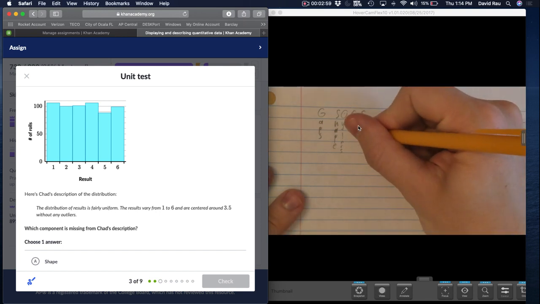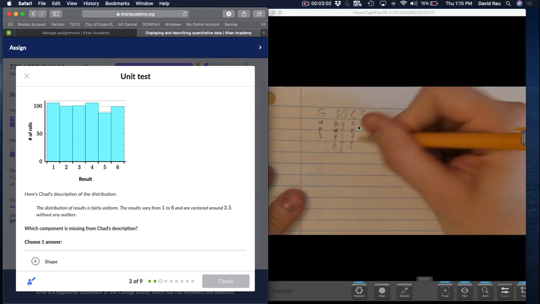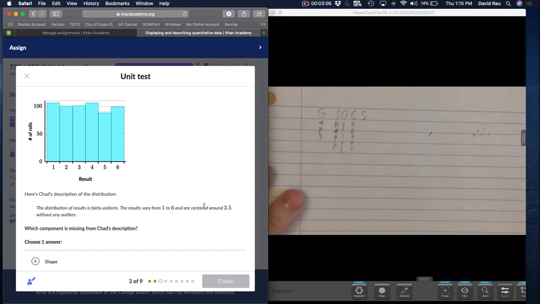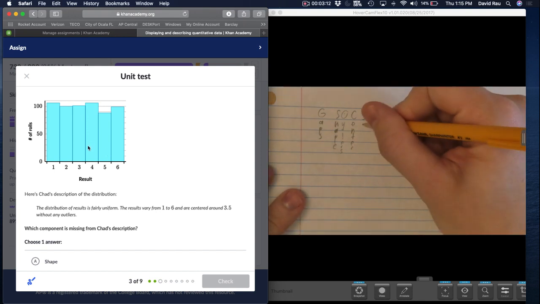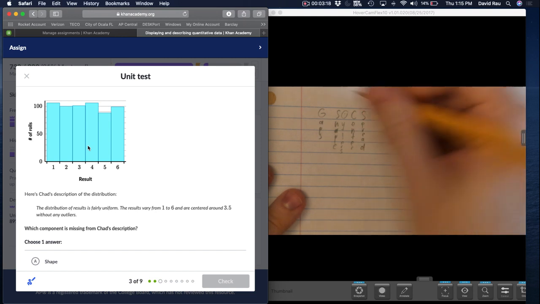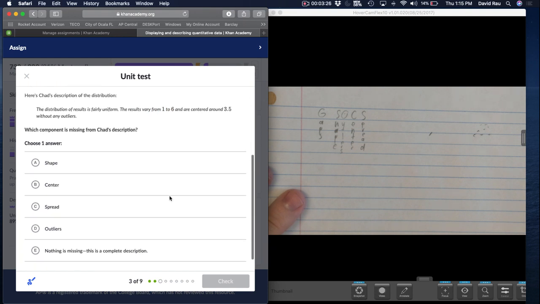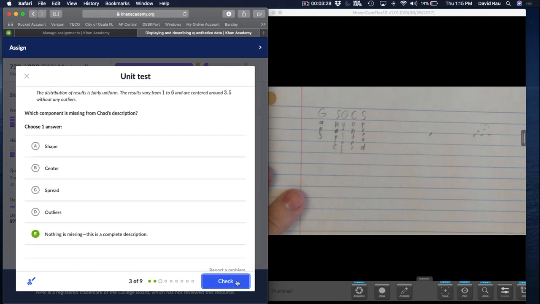Up next, you always want to talk about the center. The center refers to either the mean or the median, and they do say it's centered around 3.5. That really is the average if you think about it, or the median really. And then also the last one is spread, and that refers to the range of data. Now, when you talk about the spread, you could talk about the interquartile range or the overall range, and they're definitely doing that here. So I don't think anything is missing from the description.